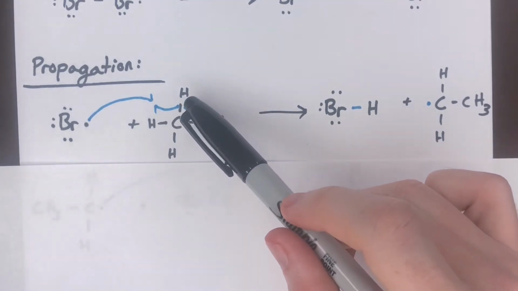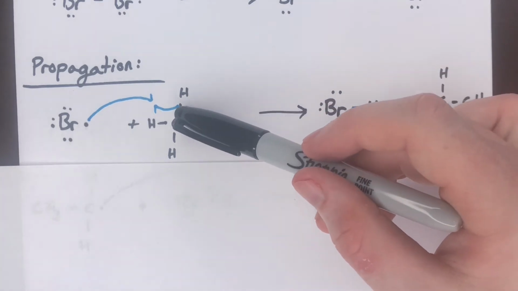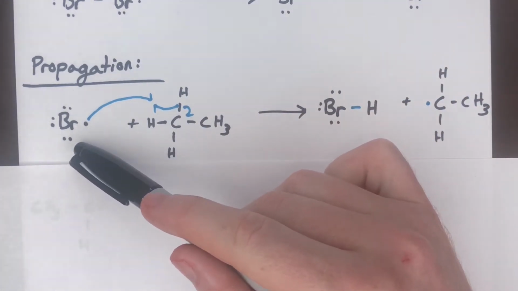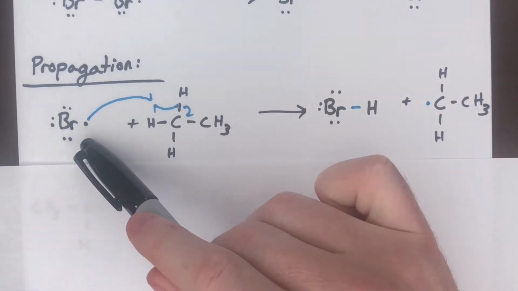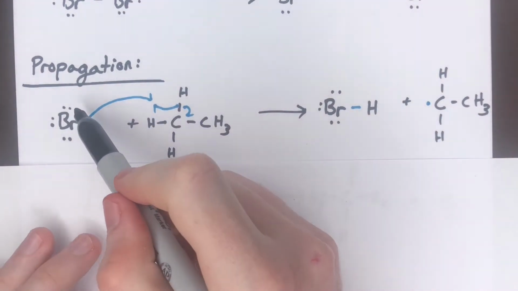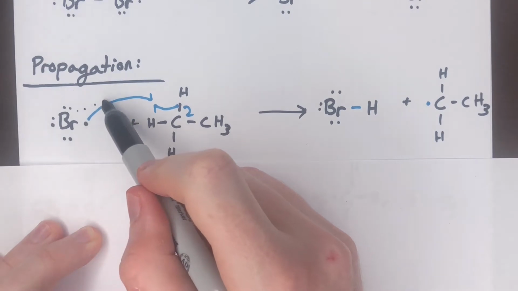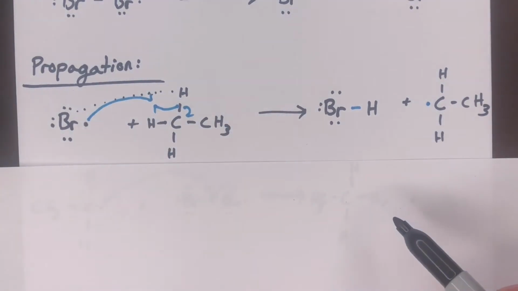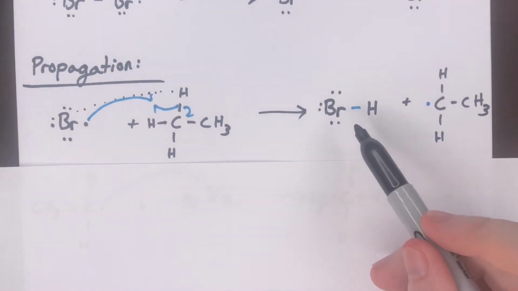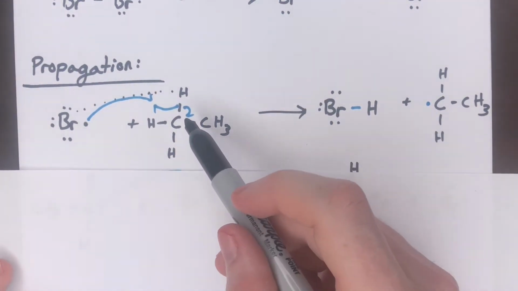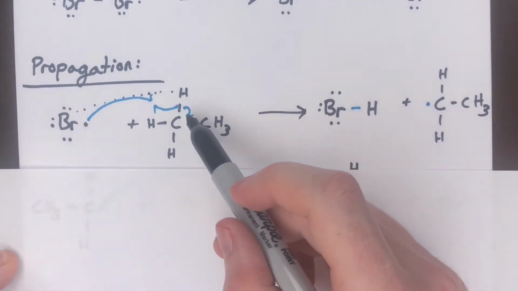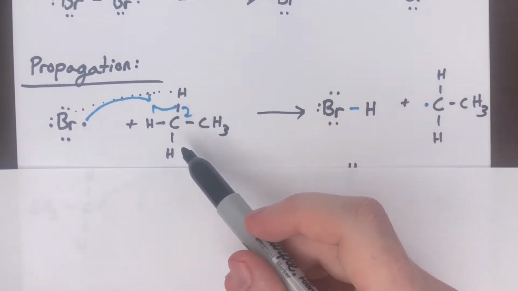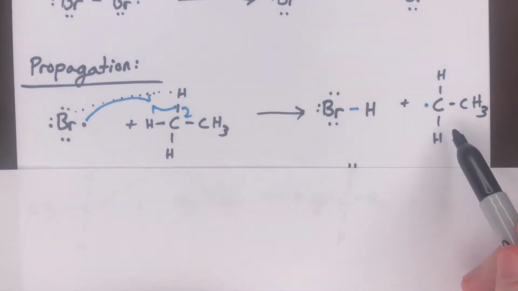This homolytically cleaves, where one of the electrons goes to the radical electron of the bromine, making a hydrogen-bromine bond. In essence, you can think of a bond forming between the hydrogen and the bromine, and that's what makes HBr. At the same time, one of the electrons in this sigma bond between the carbon and the hydrogen goes onto the carbon, which makes the carbon radical.